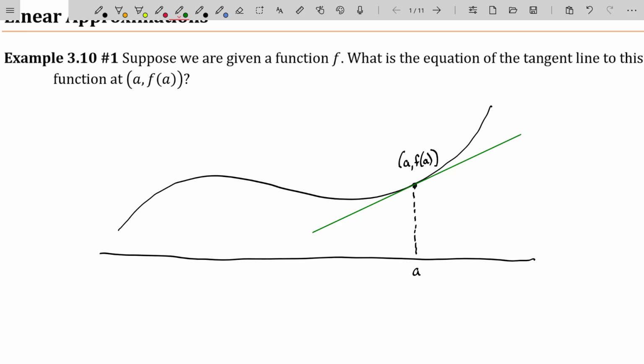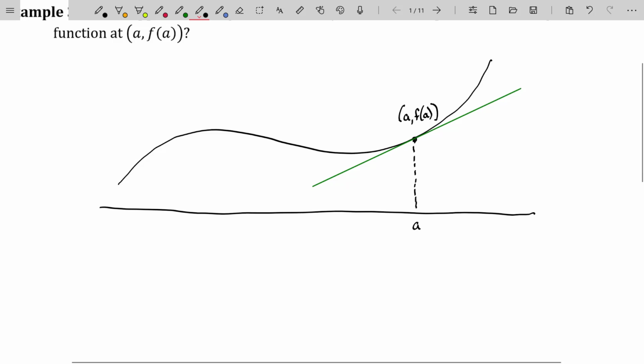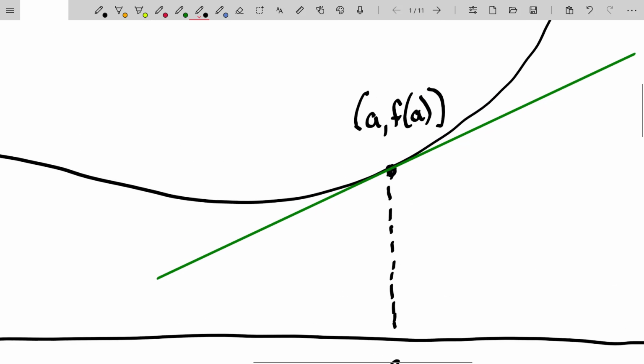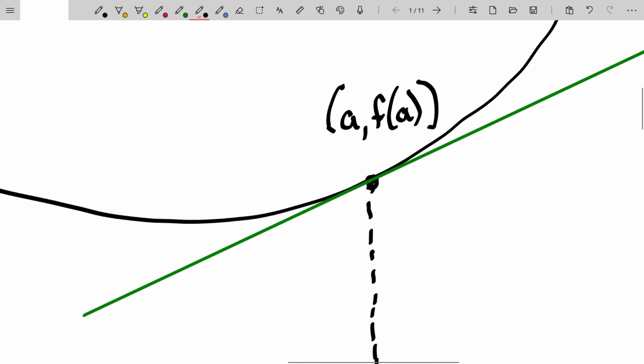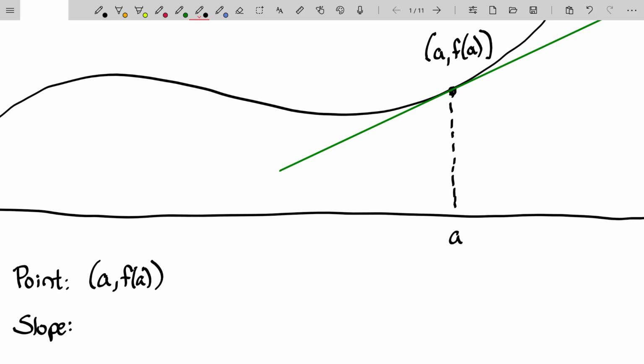So let's go ahead and find out what the equation of that tangent line is, and then we're going to discuss what we're going to do with it. To find the equation of a tangent line, you need two things. Because it's a line, you need a point, and you need a slope. Well, the point is actually just a comma f at a. And the slope of the tangent line at that point is the derivative at a, as we already know. So the slope is f prime at a.